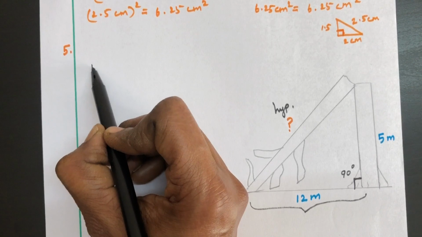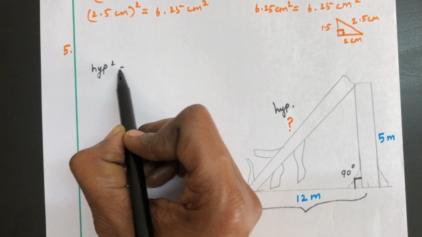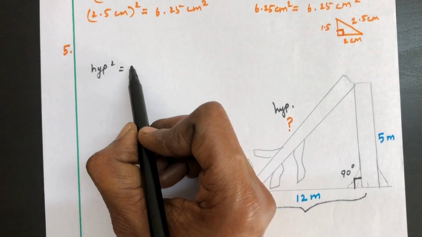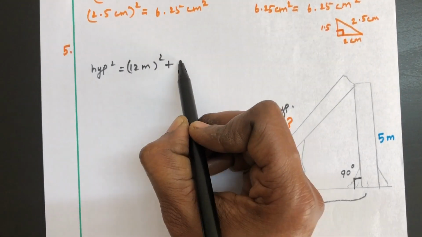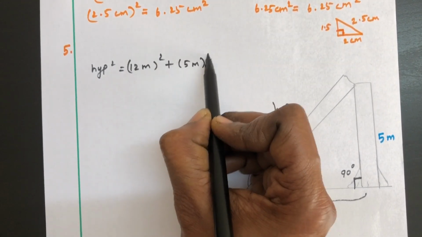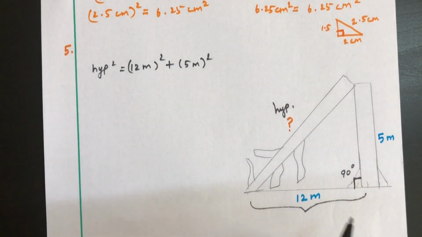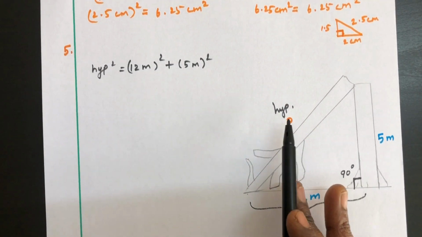The square of the hypotenuse is equal to the sum of the squares of the lengths of the other two sides, right? So 5 meter the whole square. We are just squaring and adding the other two sides. We will get this hypotenuse.